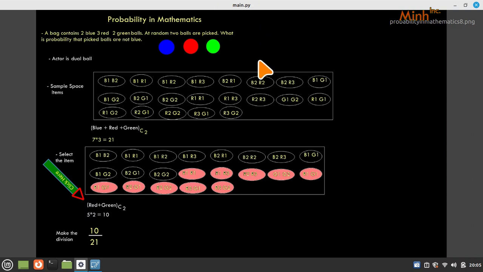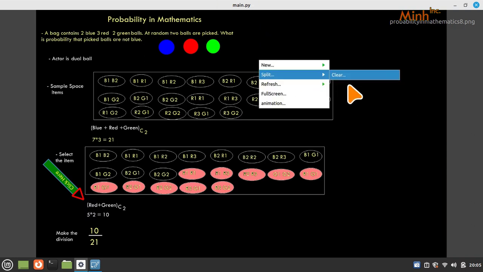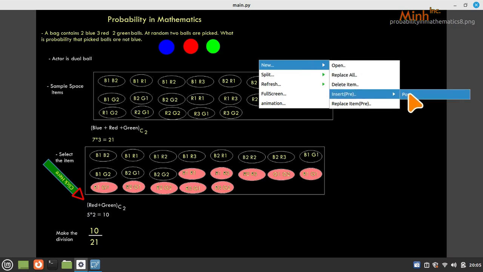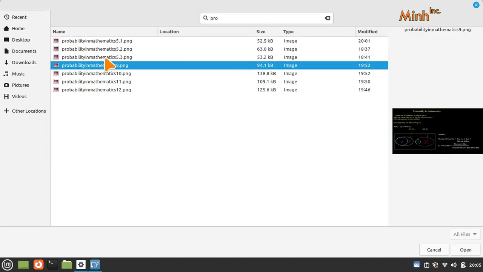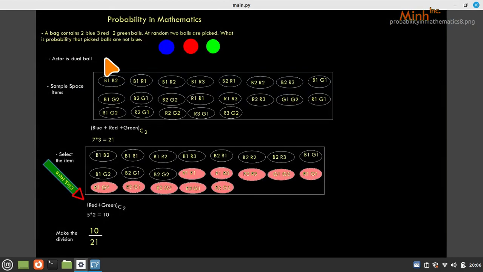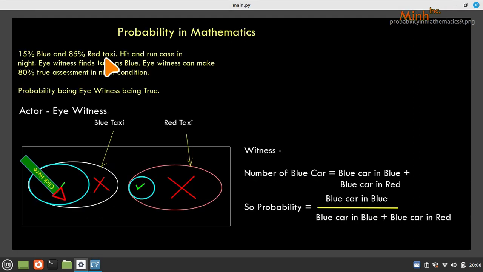Okay, so we'll add slides. These are local slides. So, Mr. Bayes theorem.